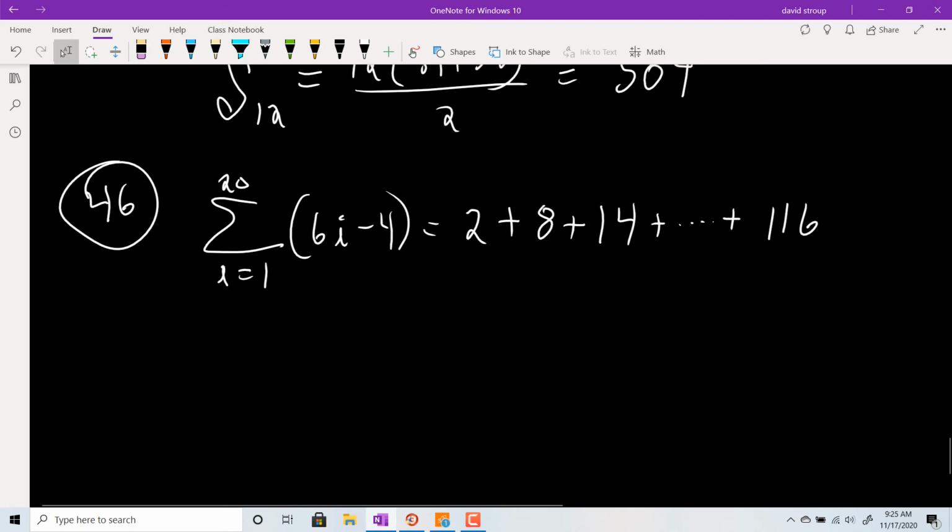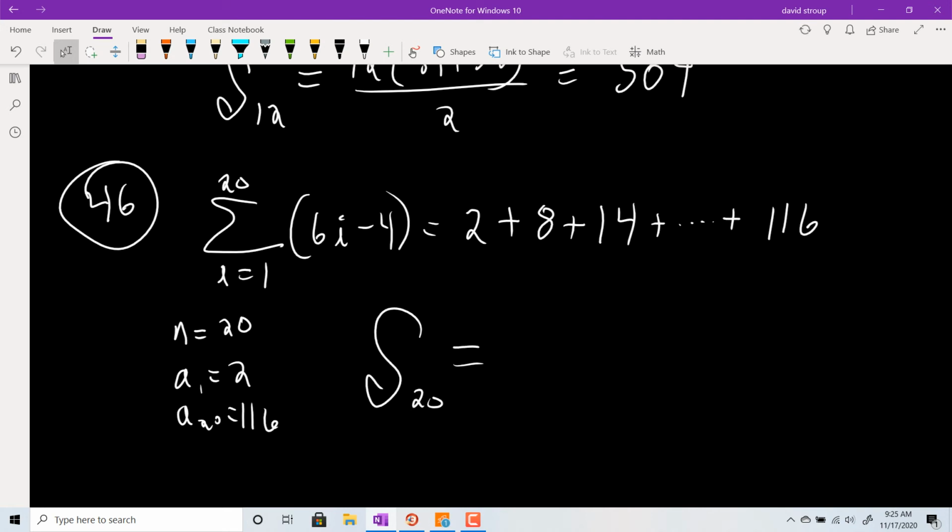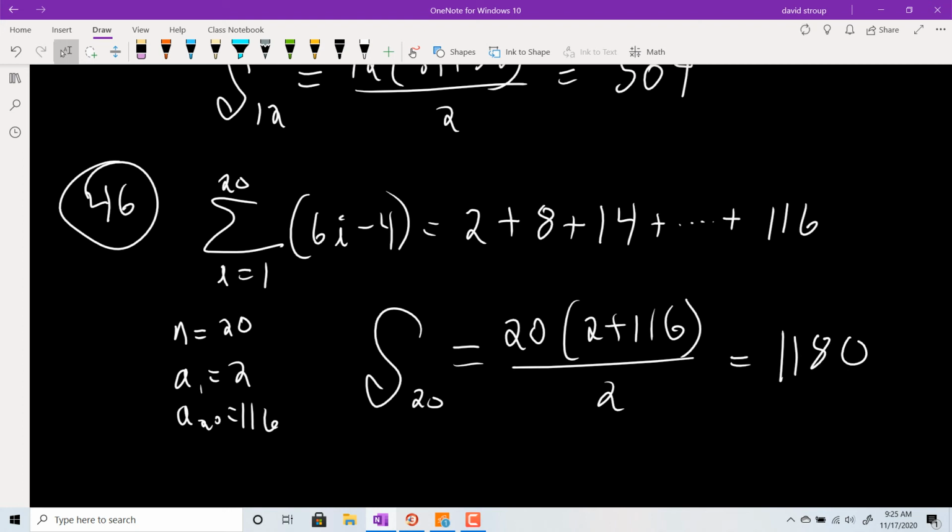So I need, as usual, my n value. And in this case, how many are there? Well, there's 20 of them. i goes from 1 to 20. a sub 1 is 2, and then a sub 20 is 116. So that's pretty easy. S sub 20 is then 20 times 2 plus 116 all over 2, which should be 1180.